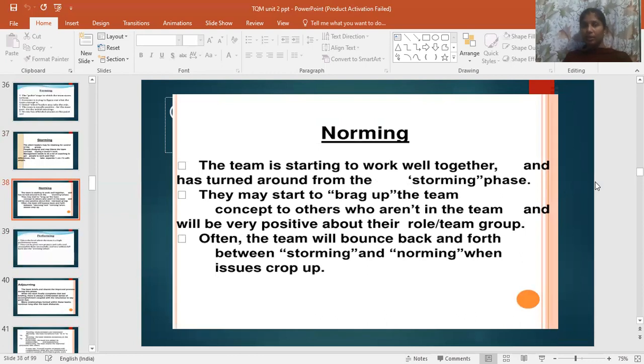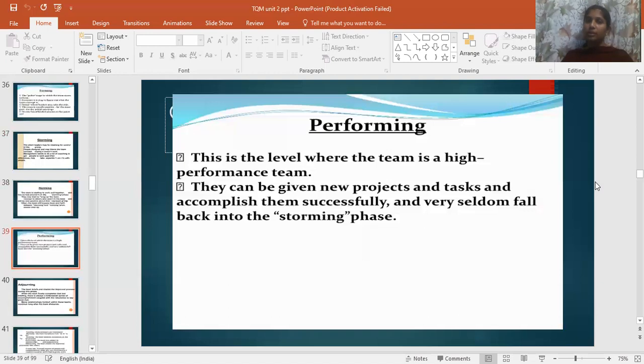Then norming. Here the team is starting to work well together and has turned around from the storming phase. They may start to brag about the team concept to others who are not in the team, and will be very positive about their role and team group. The team will bounce back and forth between storming and norming when issues crop up.